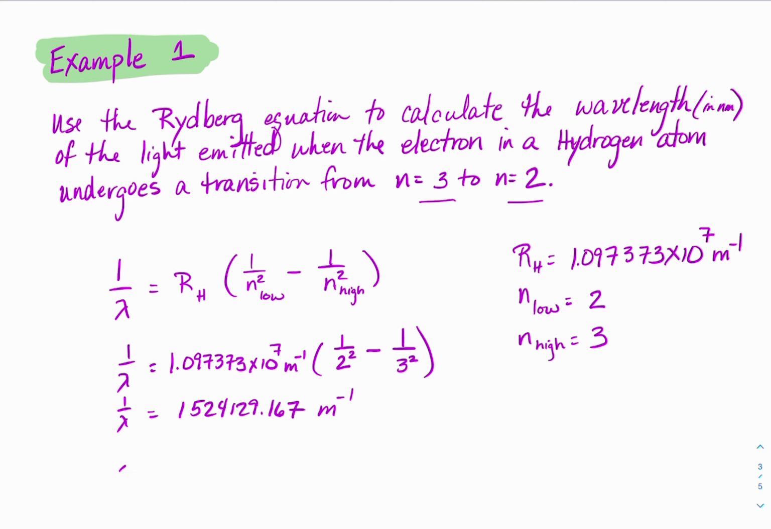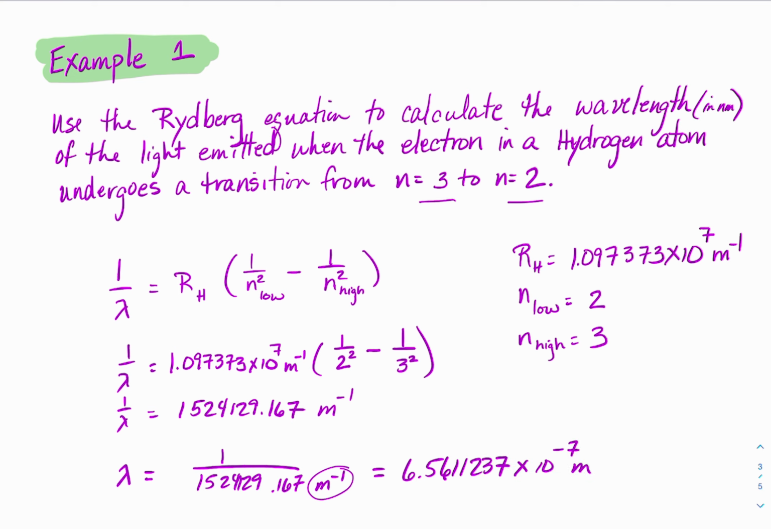So we're going to solve for wavelength by putting 1 over 1524129.167 per meters, which when you have a per meters in the denominator, that really is meters. And so we just do 1 divided by that value, and this should give us the value in meters. So this is 6.5611237 times 10 to the minus 7 meters.